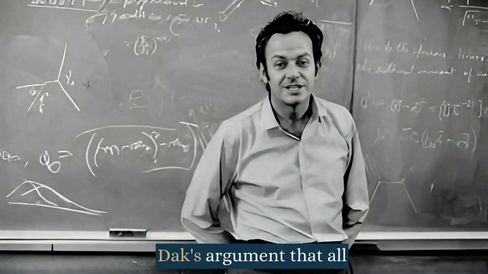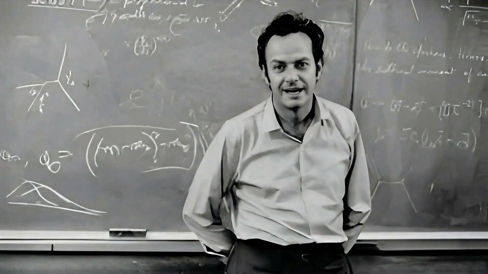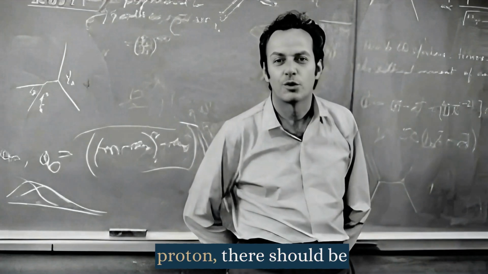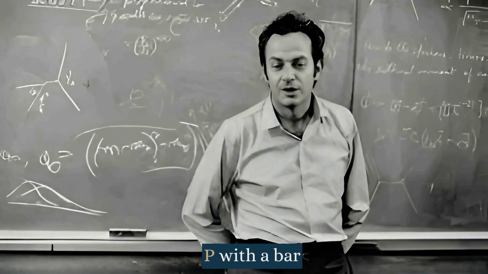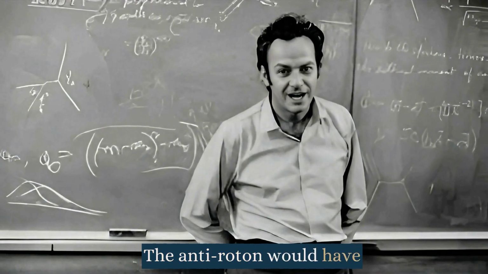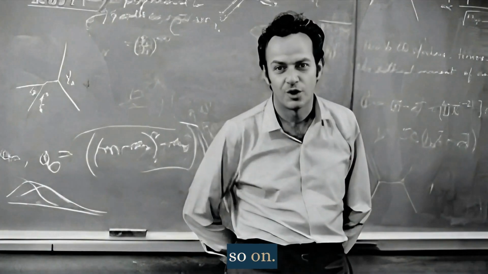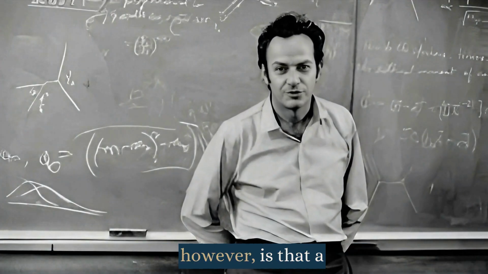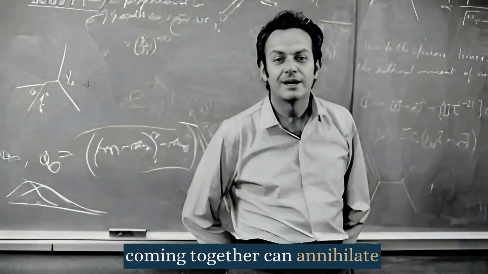It was clear from Dirac's argument that all the rest of the particles in the world should also have corresponding antiparticles. For instance, for the proton, there should be an antiproton, which is now symbolized by a P with a bar over it. The antiproton would have a negative electrical charge and the same mass as a proton, and so on. The most important feature, however, is that a proton and an antiproton coming together can annihilate each other.